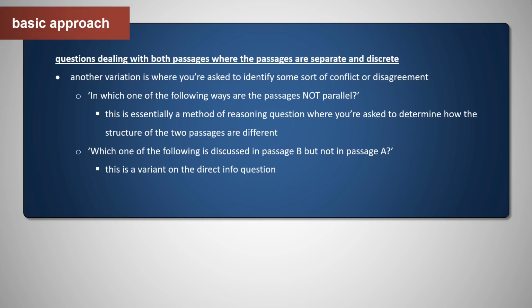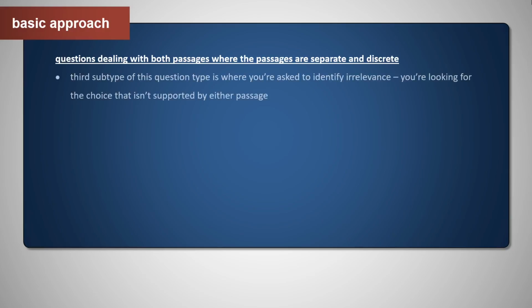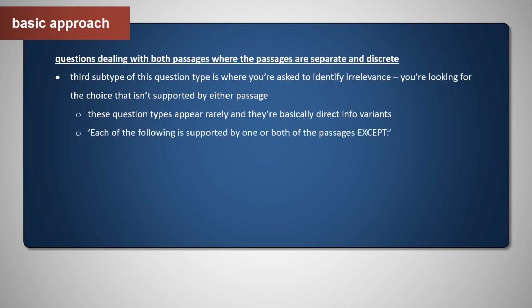The third subtype of this question type is where you're asked to identify irrelevance. You're looking for the choice that isn't supported by either passage. So these question types appear rarely, and they're basically direct information variants. So for example, each of the following is supported by one or both of the passages except.